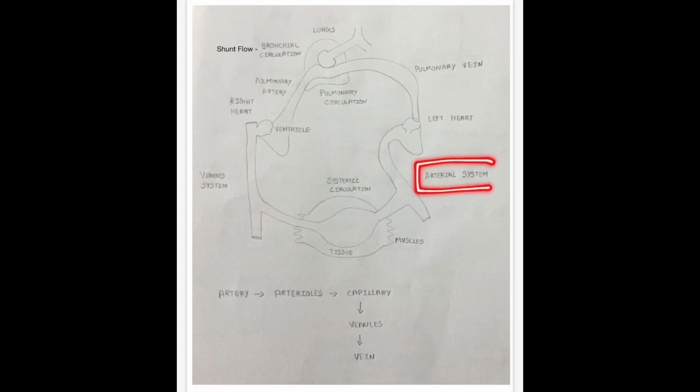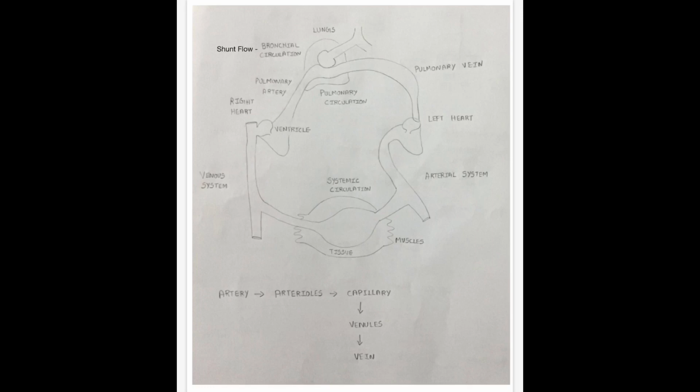Arterial system is the oxygenated blood carried by the artery. Venous system is the deoxygenated blood carried by the veins. In between right heart and left heart, the circulation is known as pulmonary circulation. The lungs have two types of circulation. One is pulmonary circulation and another one is bronchial circulation.